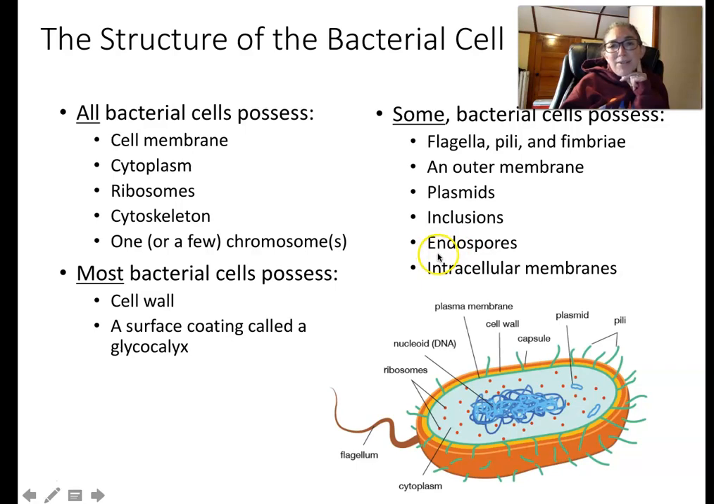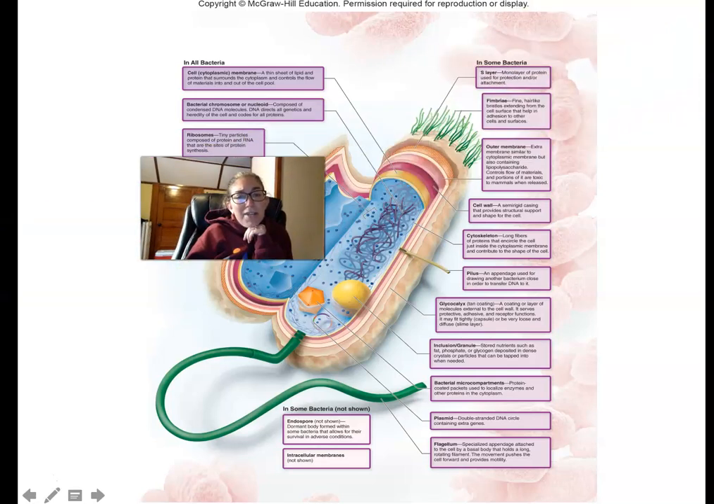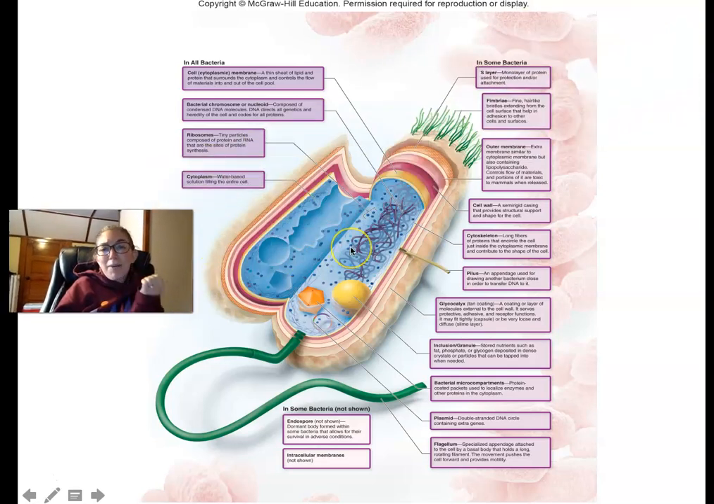Some can form endospores, which is like a hard shell. They can form when conditions get tough. And those are really the main things I want to talk about. This is just another picture from your textbook. We talk about how simple bacteria cells are compared to eukaryotes, but in this picture, they don't look that simple. They do have a lot of parts.